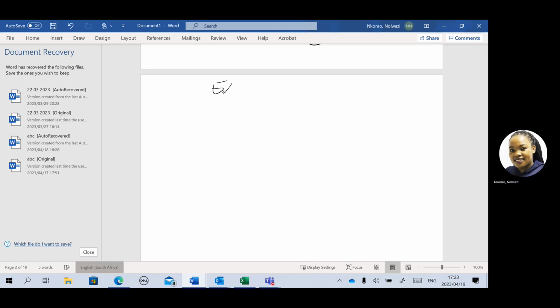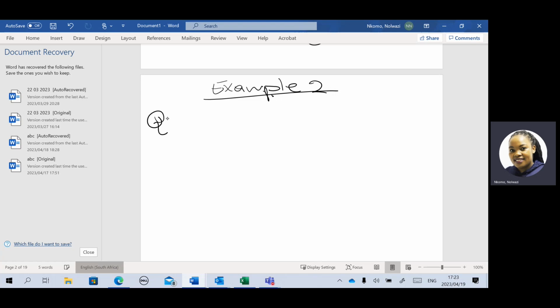Okay, let's do another example. Example 2. Now suppose that we are told that the output over time for a firm is given as Q at T equals T cubed over 3 minus 5 over 2 T squared plus 6T plus 100. Okay, we are given this. This is the output over time for just a specific firm.